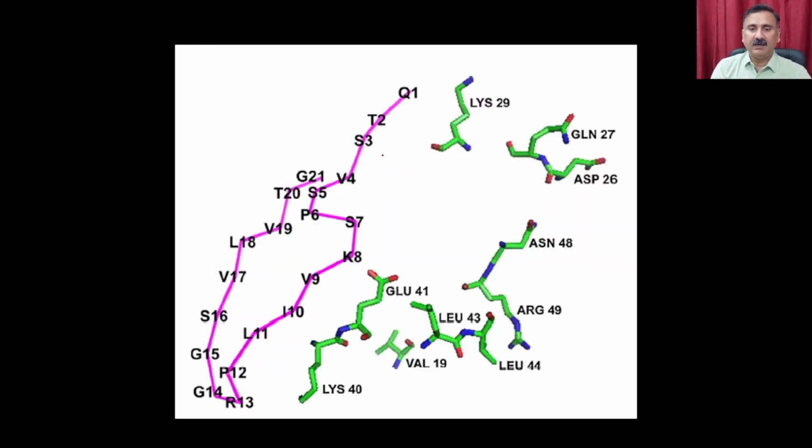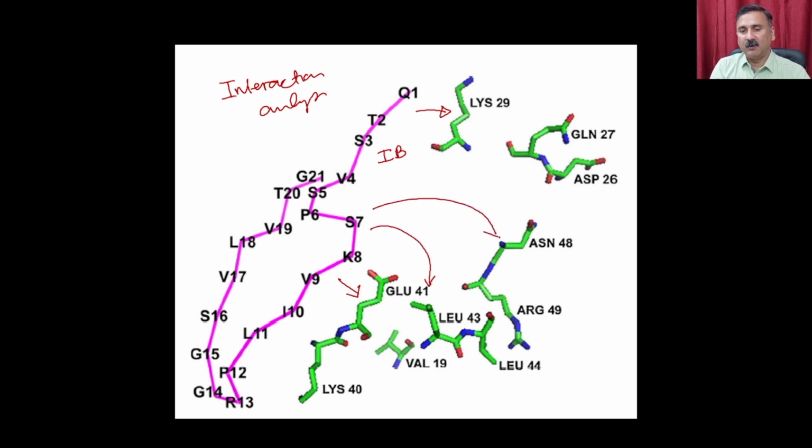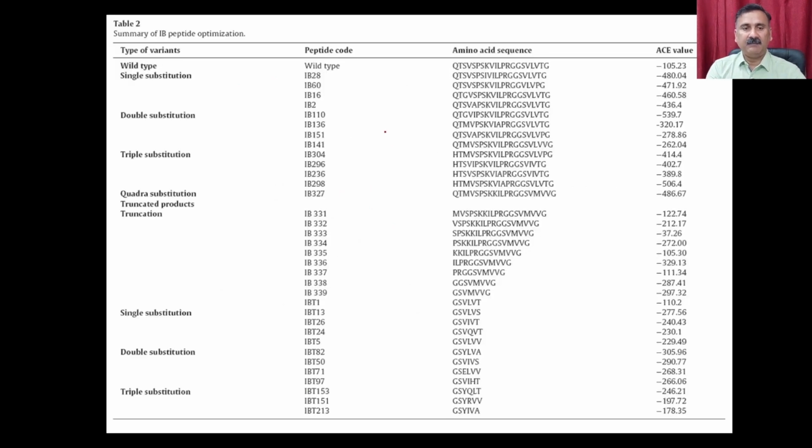First thing we did is the interaction analysis. So this is the IB peptide, and we identified the crucial residues which are responsible for the interactions. Considering these interactions, we started modifying the fragments. Remember that when we were talking about receptor based inhibitor design, we started designing the fragments. So we took the wild type molecule, which is the IB peptide, and then we started modifying the fragment.